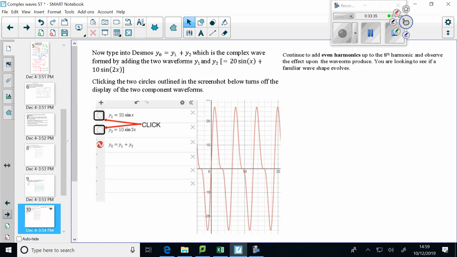Continue adding just even harmonics: 2nd, 4th, 6th, 8th, up to the 8th harmonic, and observe the effect on the waveform produced. You're looking to see whether there's a pattern to it. Does it start to make a more familiar shape, as opposed to something more random? Like I said earlier, I suggest that you make notes.